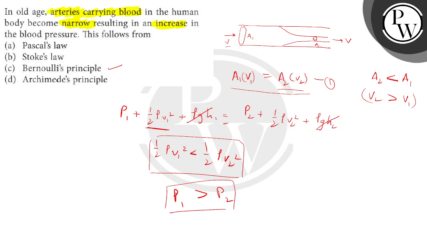So if the area of the artery becomes narrower, the velocity will increase and the pressure will also increase, right? If the velocity increases, the pressure also increases. So in this question, as you can see, this will be following the Bernoulli principle, which is option C.